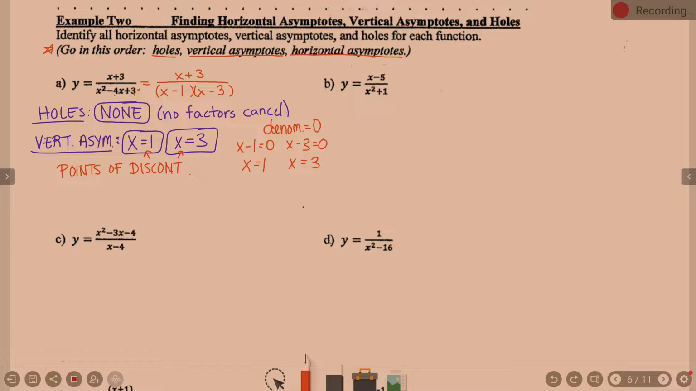Are these removable or non-removable points of discontinuity? You go back to the previous page, right? Vertical asymptotes are non-removable. So these are non-removable points of discontinuity. Am I making sense there? That's straight from my notes on the previous page, right? Flip back and forth. I'm just trying to prepare you that they're going to ask that in homework. And if you have vertical asymptotes or holes, there are points of discontinuity.